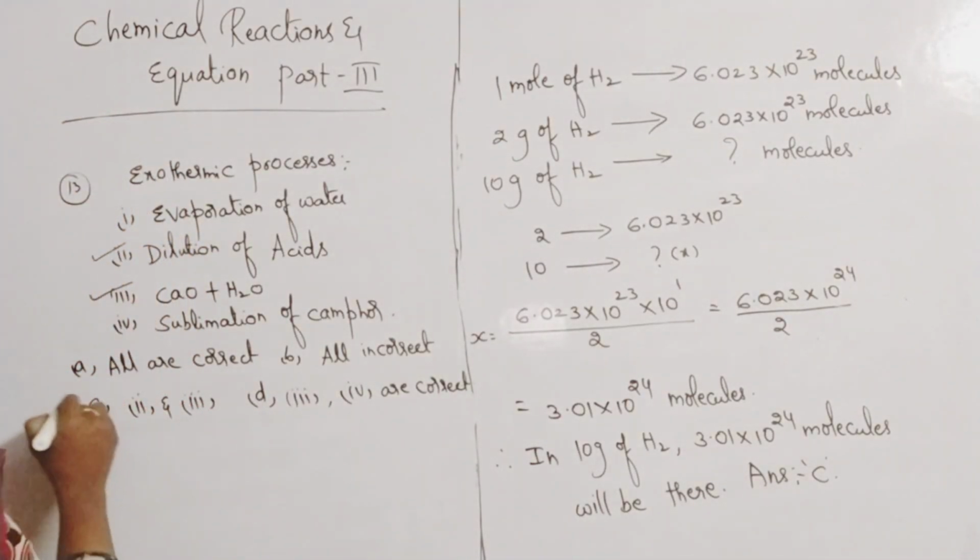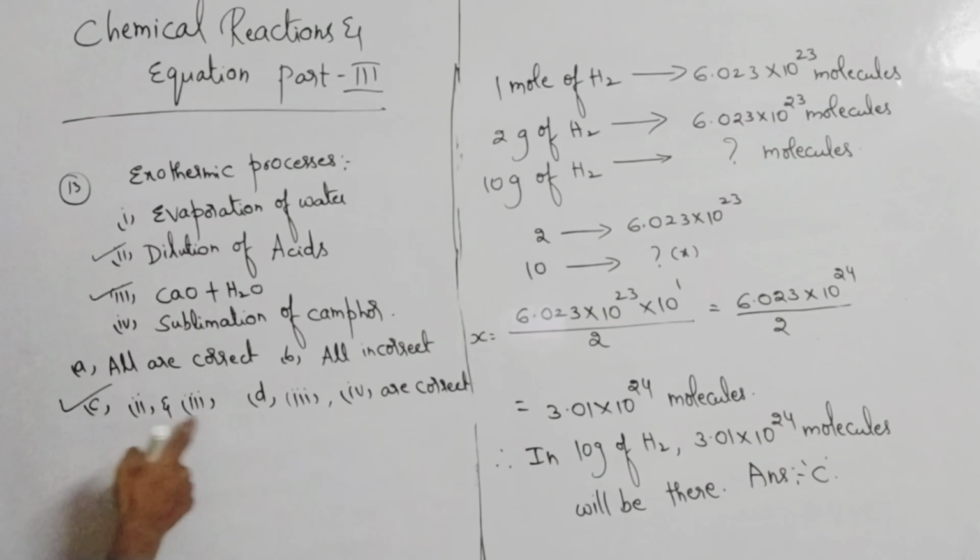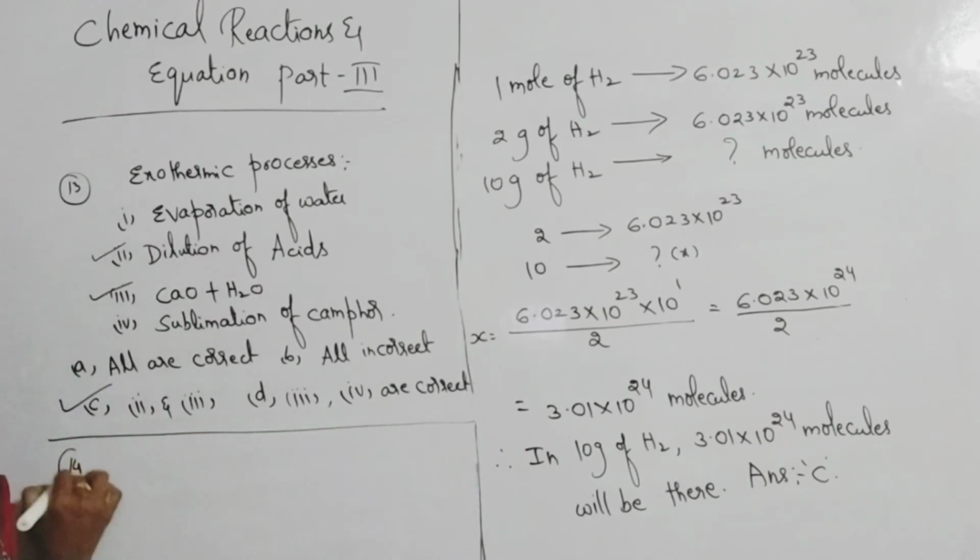So the answer is what? C. 2 and 3 are exothermic reactions. Okay, so let us move on to the 14th question.